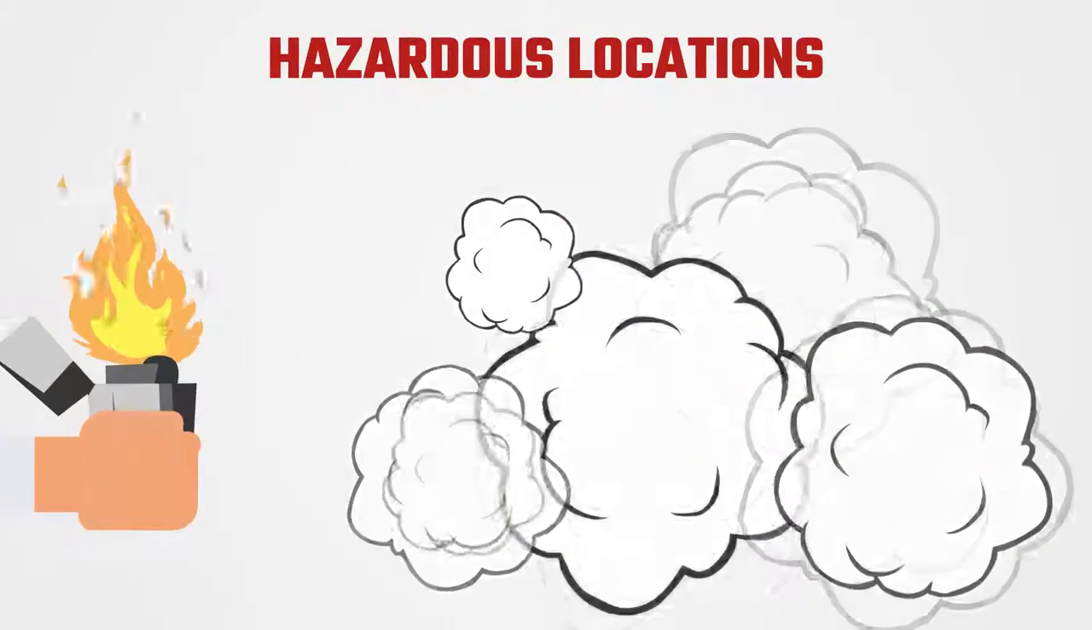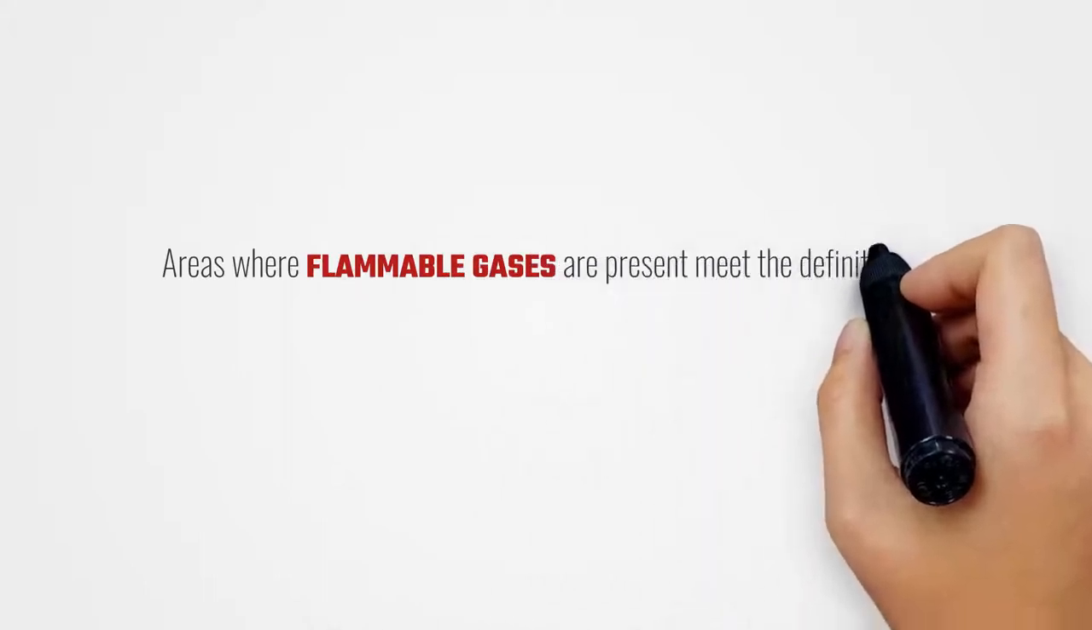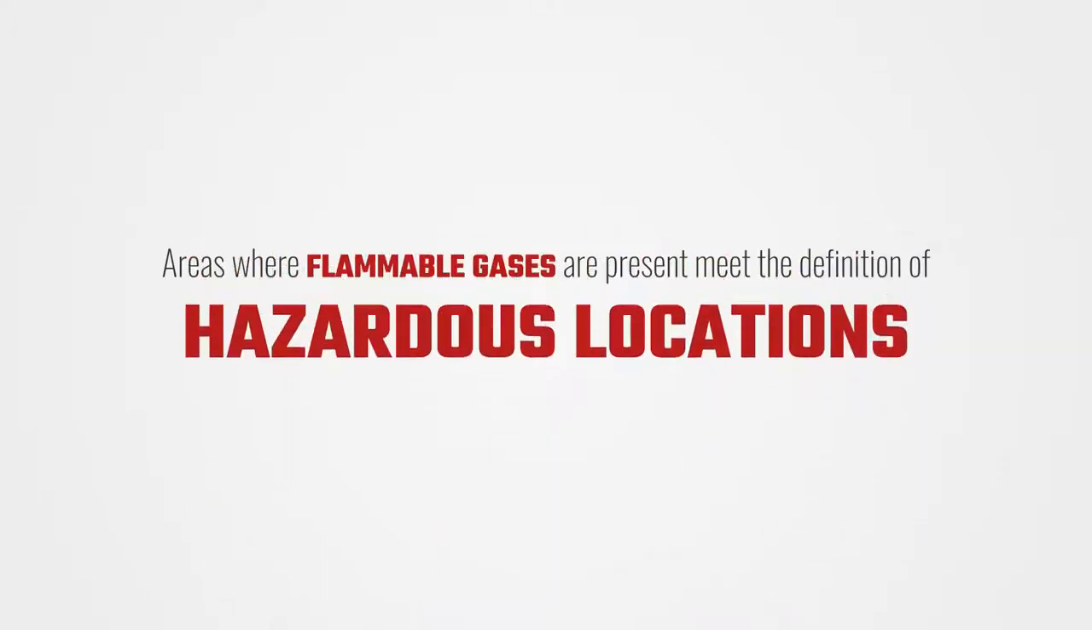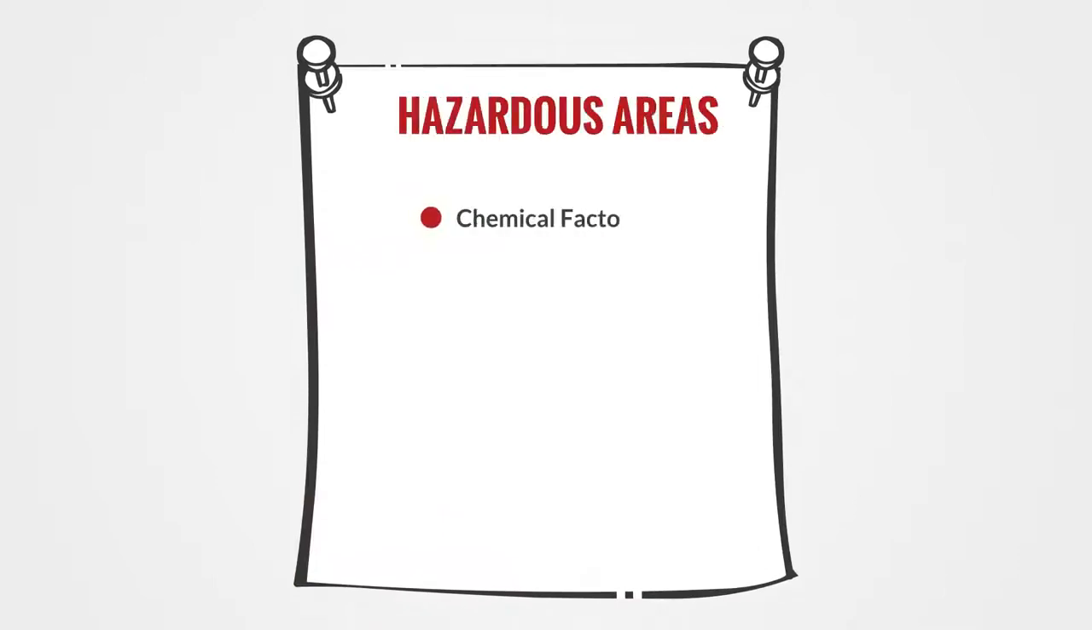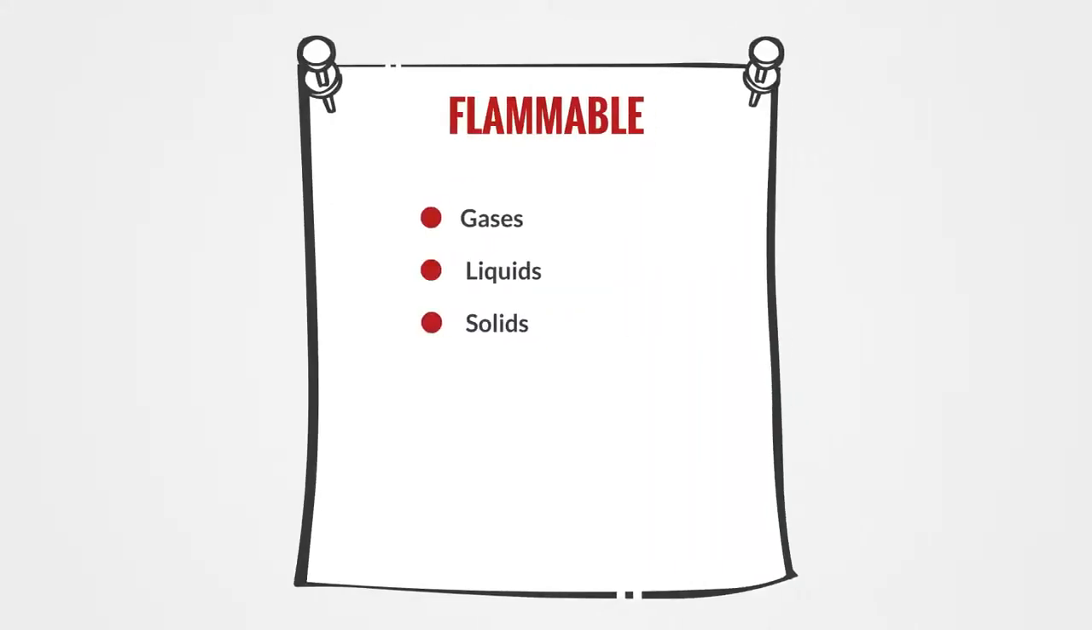Hazardous locations. We are all aware of the destruction that can be caused by gas explosions. So we need to understand what causes them and how to prevent them. Areas where flammable gases are present meet the definition of hazardous locations. Examples of hazardous areas are chemical factories, gasoline storage and dispensing areas, refineries, paint workshops, tank facilities, and loading areas for flammable gases, liquids, and solids.